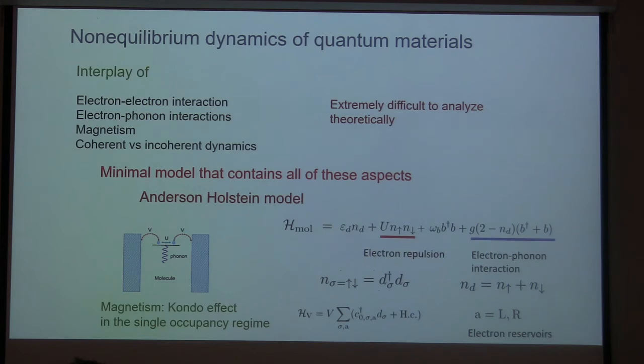So the kind of model which, again, parallels the argument which Fabian gave before. He said that when we deal with strongly interacting systems, it's always useful to find the minimal model which carries most of the essential features of complicated systems. So when we talk about pump and probe experiments in electron systems, we have to deal with electron-electron interaction, electron-phonon interactions, non-equilibrium. So let's try to take the simplest version of it. And for this, we take the so-called Anderson-Holstein model.